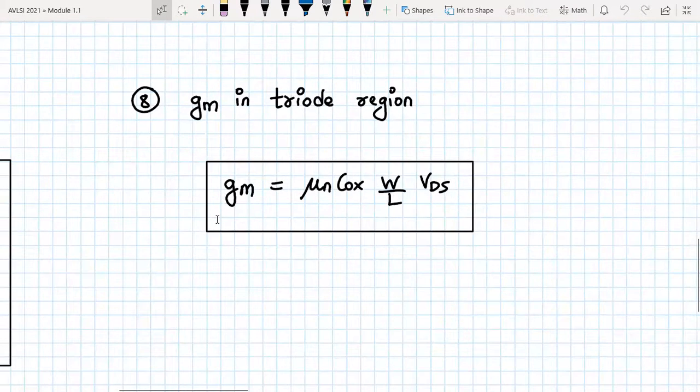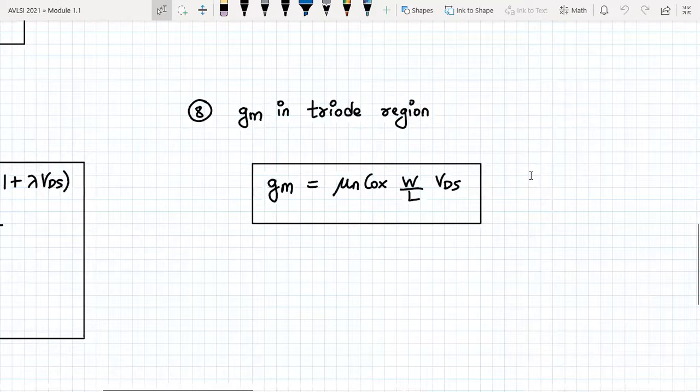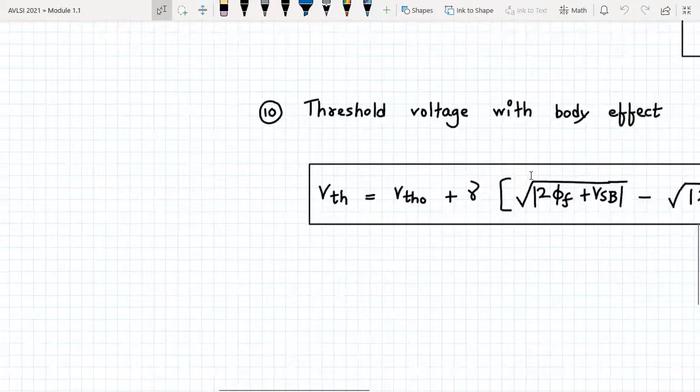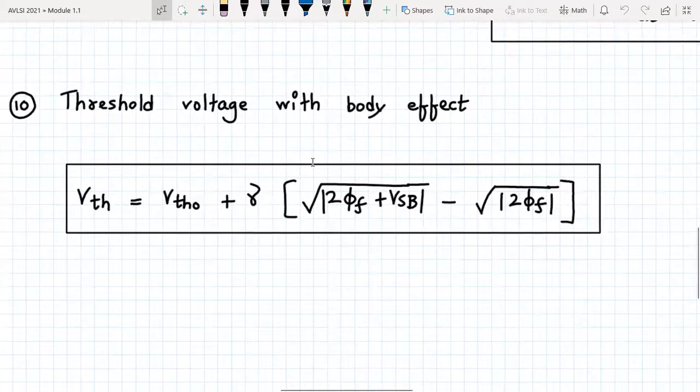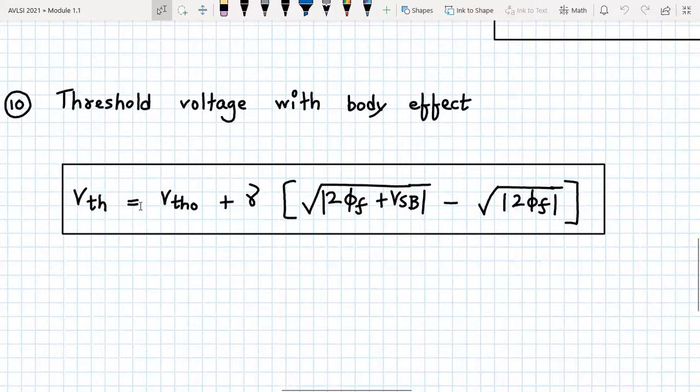So the gm value is mu n Cox W over L into VDS. So that's the formula for gm in the triode region. Now let's check the formula for the threshold voltage with body effect. So VTH0 is the threshold voltage without body effect, and it's a constant, a technological constant.